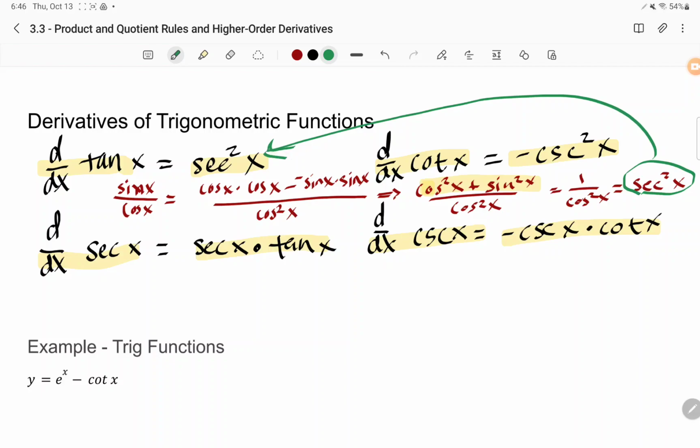So if you're ever on a test or quiz and you forget the derivative of any of these, say you forget the derivative of tangent, cotangent, cosecant, or secant, just change them into terms of sine and cosine, like secant is 1 over cosine, cosecant is 1 over sine. Change them, use the quotient or product rules, and find the derivative that way.